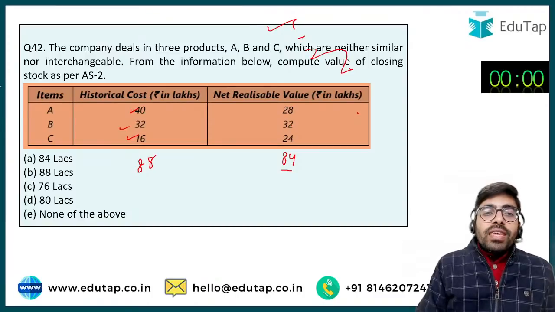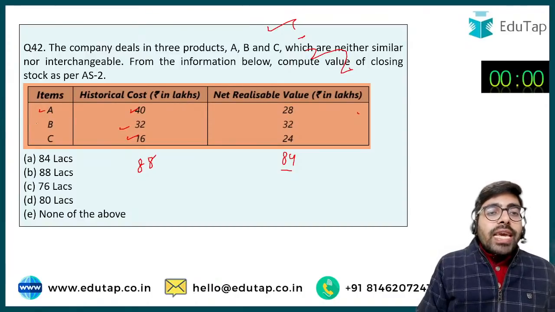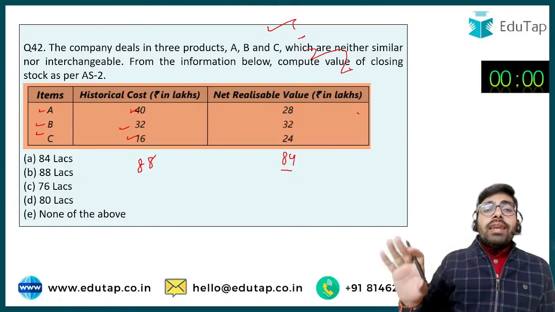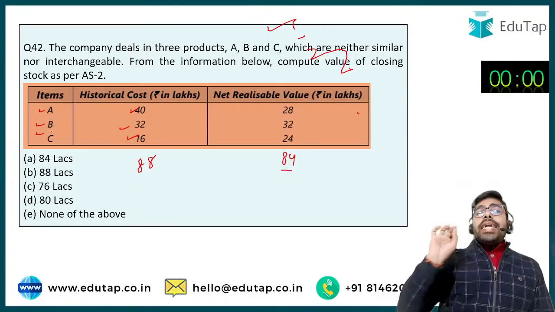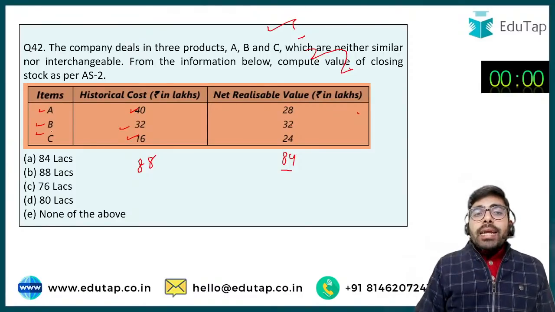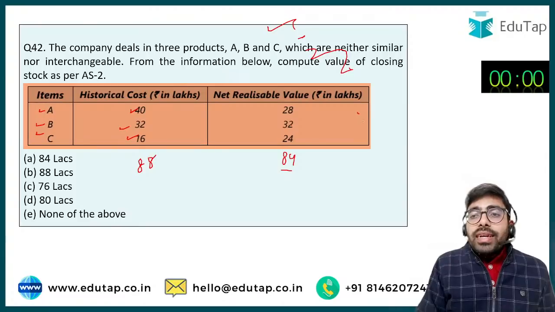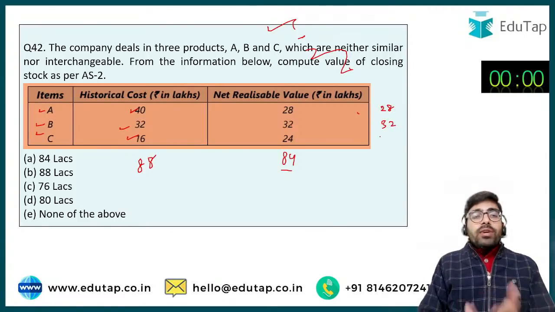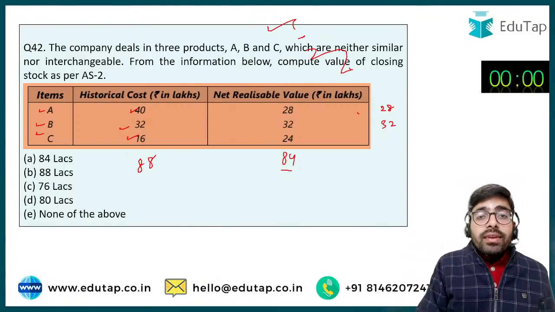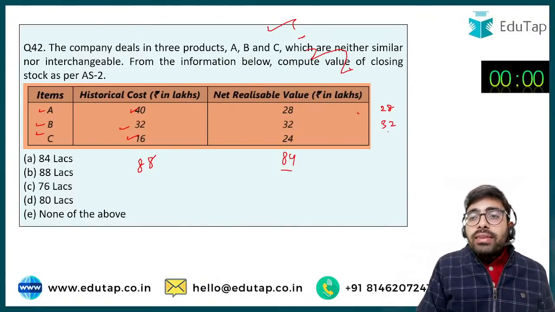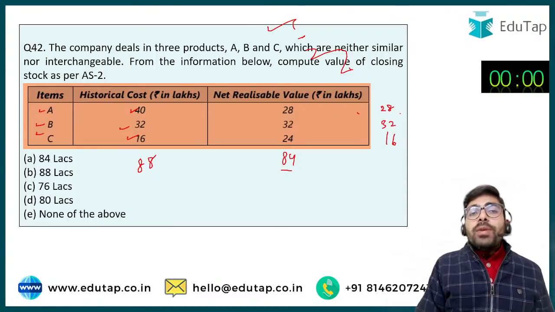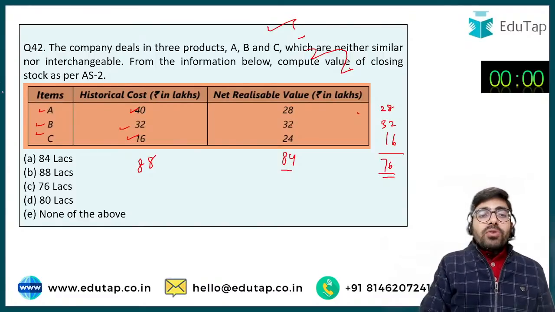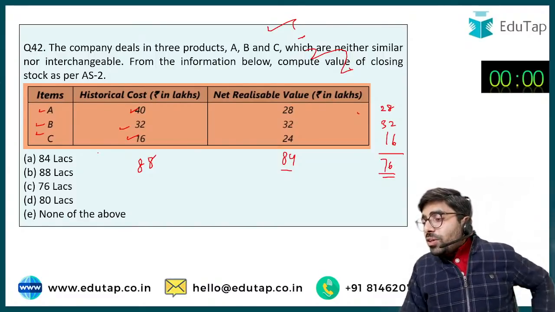This is really good to see that whenever we have different items A, B and C, we are going to talk about cost or NRV, whichever is less, on an item by item basis. So for item A, cost or NRV, whichever is less, it is 28 lakh. For item B, 32 in both. So 32 is something that we are going to write here. 16 or 24, whichever is less, so it is going to be 16. So this is how the inventory is going to be valued. So total is going to be 76 lakhs. So answer is going to be option number C.